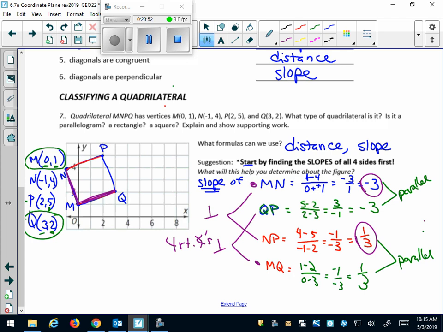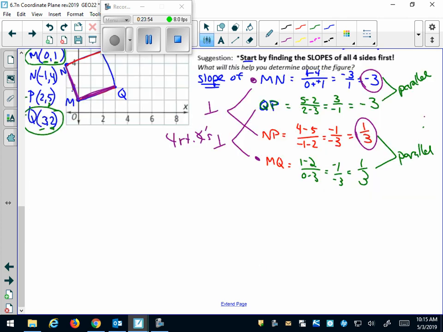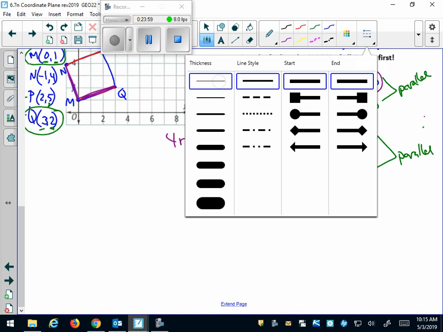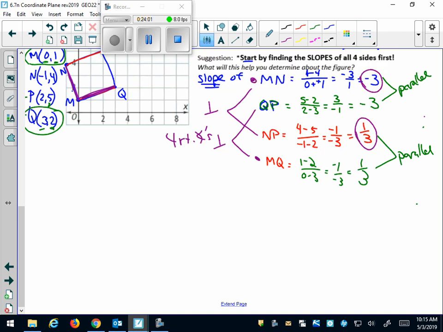So what formula could we use to figure out if the sides are the same length? Distance formula. That's what we need to do now. Let me ask you this. Do we have to do distance formula 4 times to figure out all the sides? How many times can we do it? Twice. Which 2 sides should we choose? Should I choose a top and a bottom, or a left and a right? Or should I choose 2 sides that are next to each other?